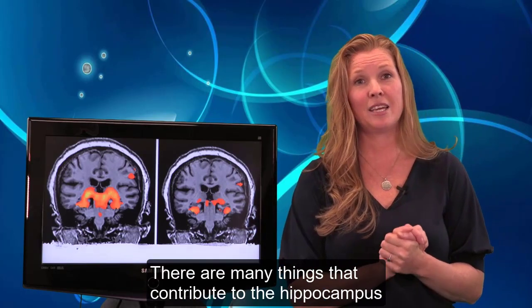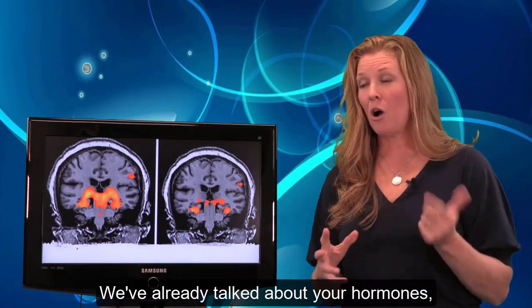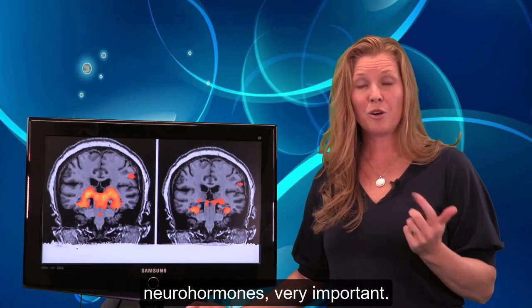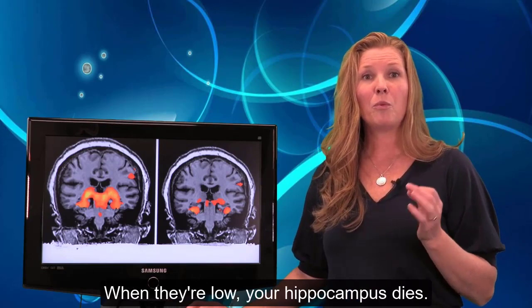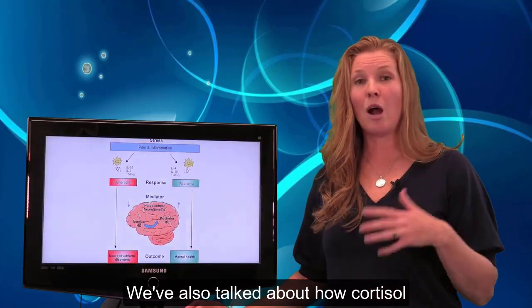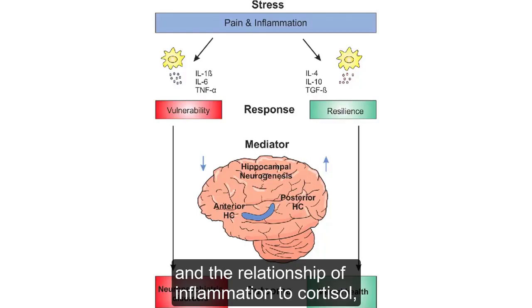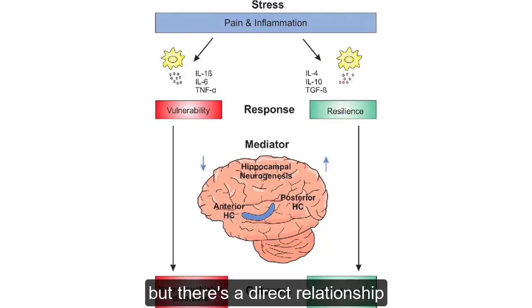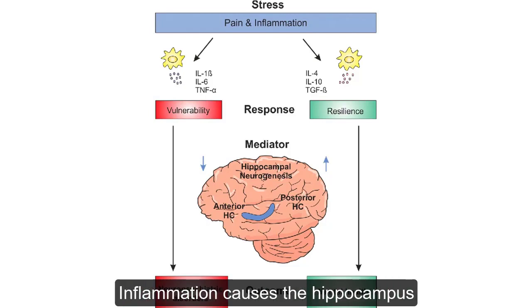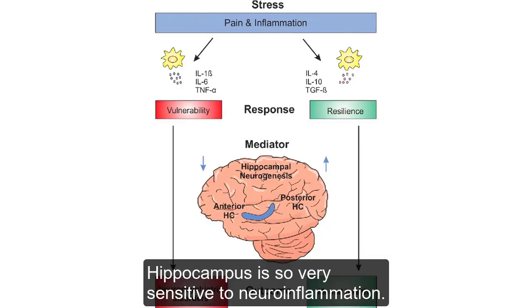There are many things that contribute to the hippocampus creating less than optimal amounts of stem cells. We've already talked about your hormones, neurohormones, very important. When they're low, your hippocampus dies. Get your hormones measured. We've also talked about how cortisol slowly erodes the hippocampus and the relationship of inflammation to cortisol, but there's a direct relationship of inflammation to the hippocampus. Inflammation causes the hippocampus to slow its production of stem cells and even create neural stem cell dysfunction. The hippocampus is so very sensitive to neuroinflammation.